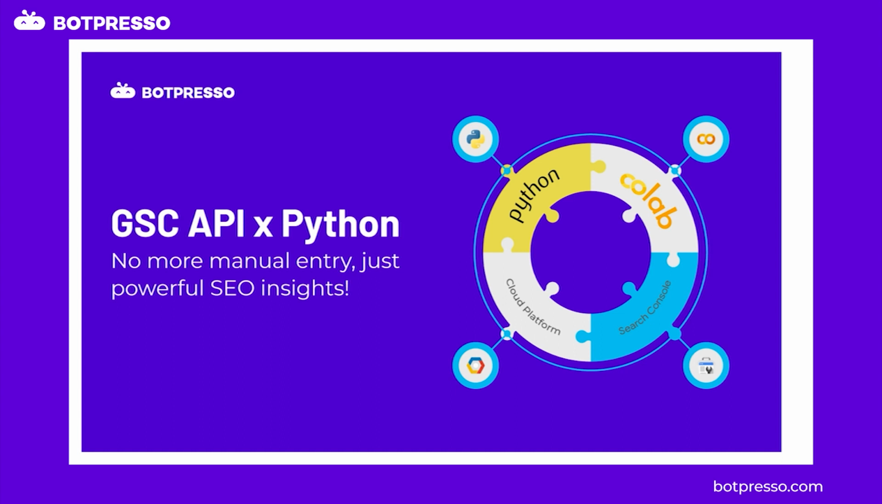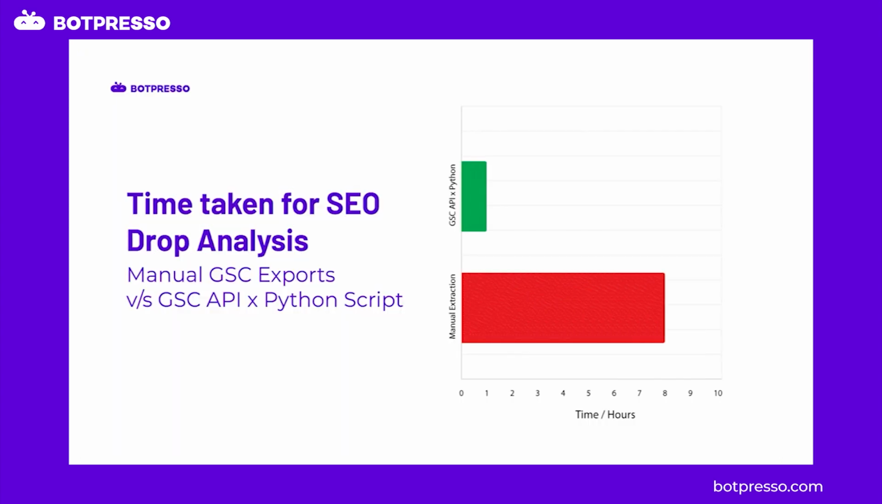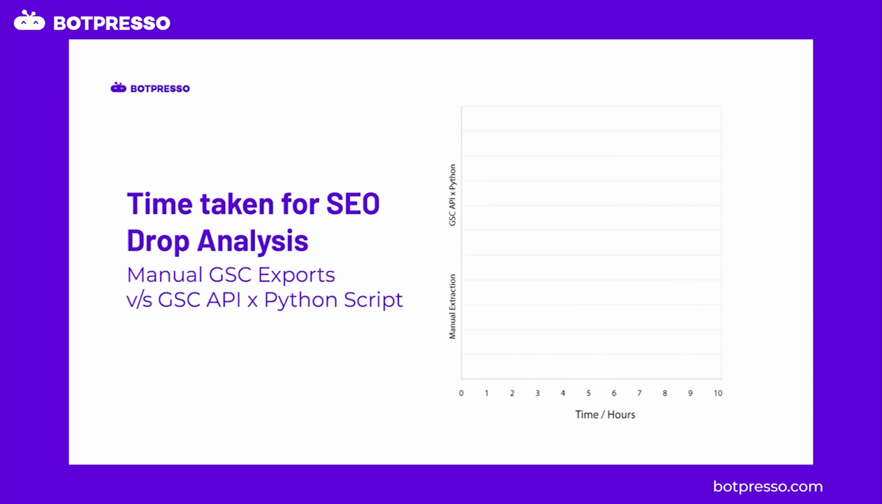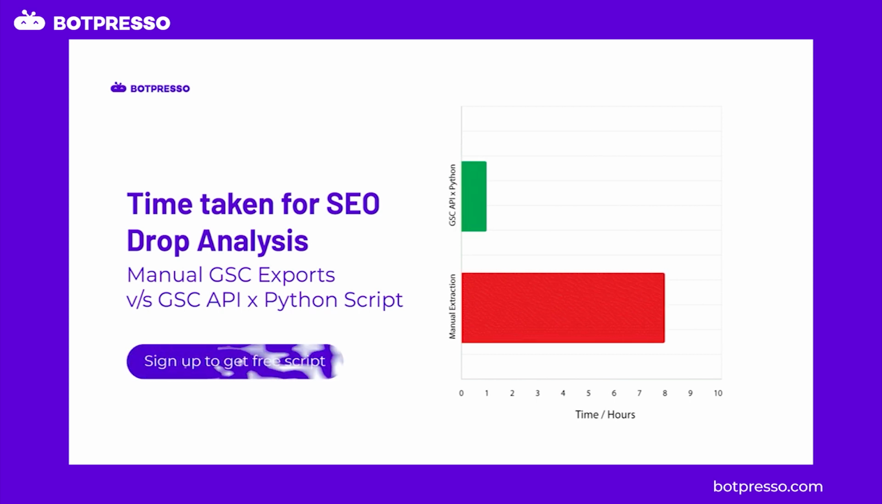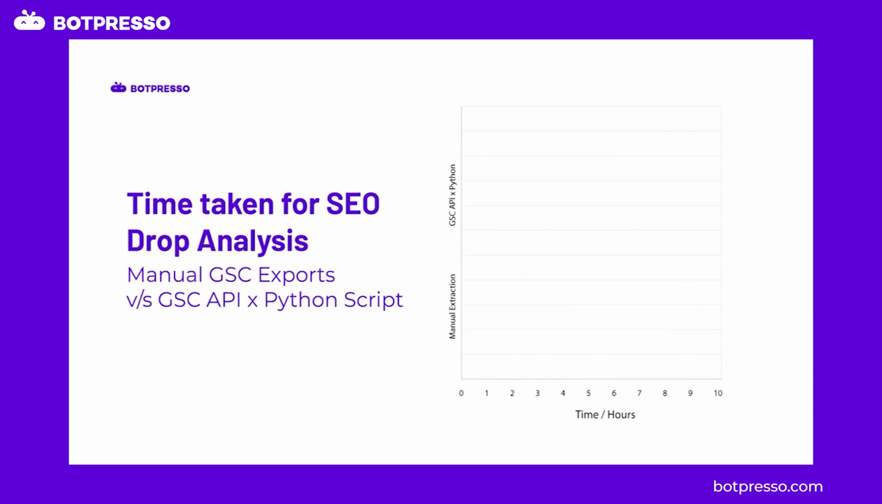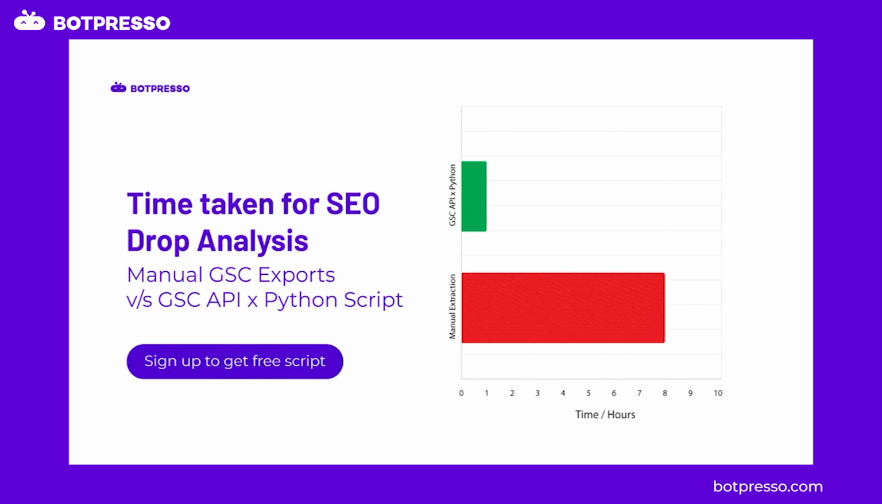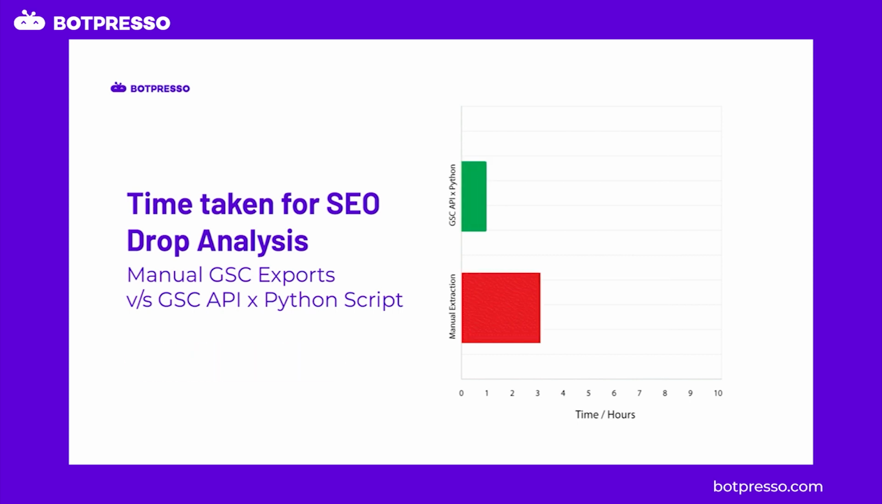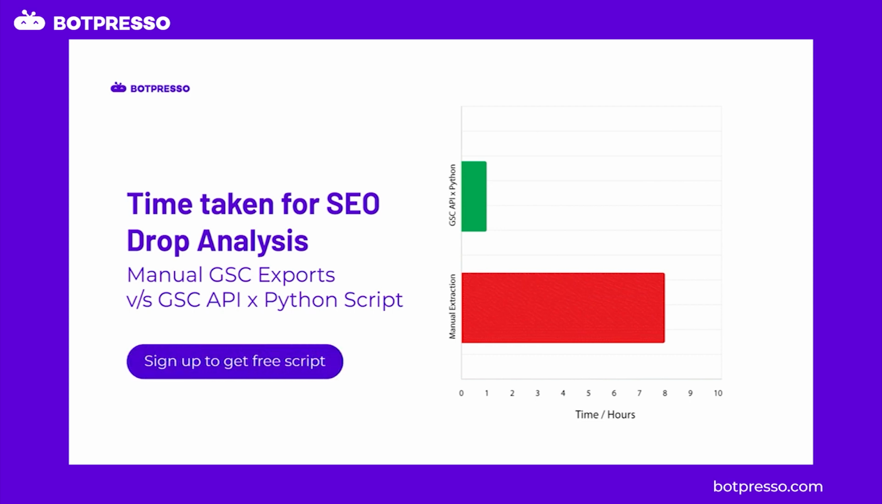Introducing the GSC API Python automation. This is the secret weapon that's about to change the game for you. In this video, I'm going to walk you through our newest Python script that can do what used to take hours in just a matter of minutes. Just imagine, having over 5 times more data at your fingertips all within 5 minutes thanks to a GSC API Python automation. Sounds too good to be true, right?